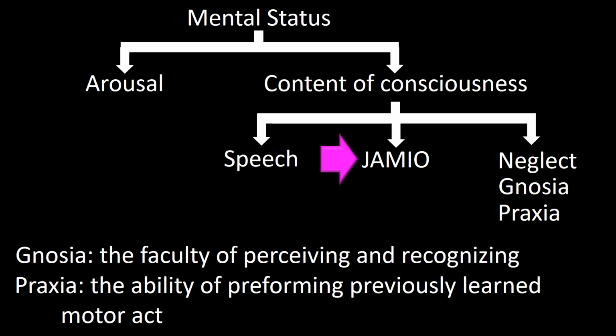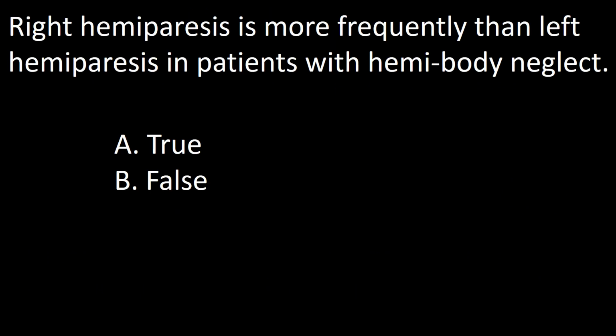So we have finished with the acronym JAMIO, and we will move to the third part of the examination of the content of consciousness, the NGP. And we will start with neglect. We will start talking about neglect by asking a question. Right hemiparesis is more frequent than left hemiparesis in patients with heavy body neglect. A, true; B, false.